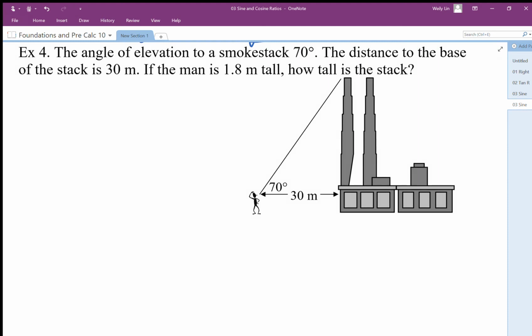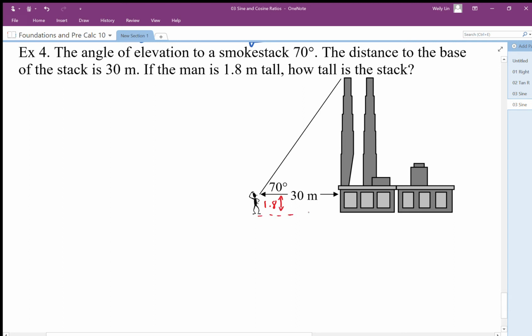In this problem, we're trying to find the length or the height of the smokestack. So it says the angle of elevation to the smokestack is 70 degrees. So from the viewer up to the top is 70 degrees. And the distance from the smokestack is 30 degrees. And it says the height of the man is 1.8 meters tall. So you've got to remember to add that on at the end.